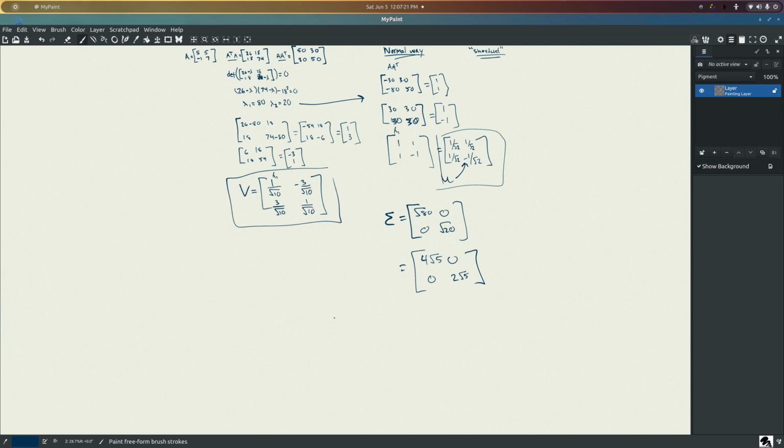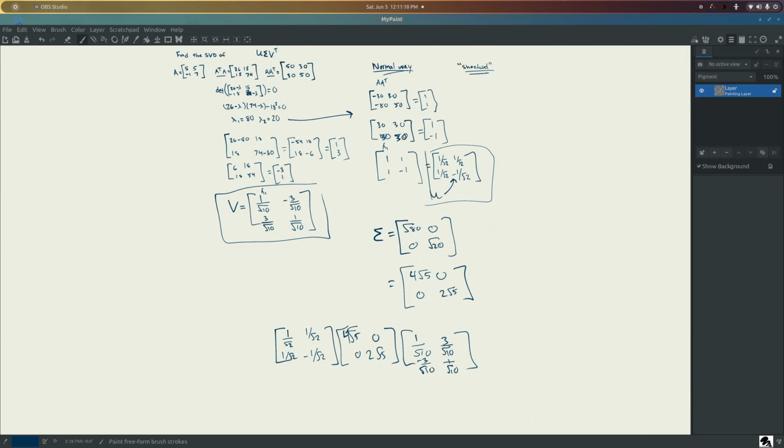We can just write it down. U is 1 over root 2, 1 over root 2, 1 over root 2, negative 1 over root 2. Then sigma is 4 root 5, 2 root 5, 0, 0. V transpose turns into 1 over root 10, negative 3 over root 10, 3 over root 10, and 1 over root 10. Okay, so let's verify this. Oh, whoops, I had a sign change here.